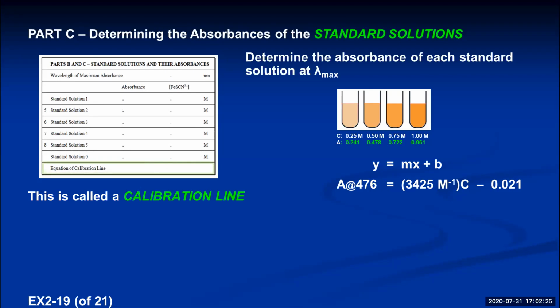Now, when you get your calibration, your equation for your calibration line, you want to make sure you place that in your data table, because we're going to need to have that equation when we go to experiment 3. And so that goes in the last line of the data table here in parts B and C. You want to make sure that's entered in that data table.